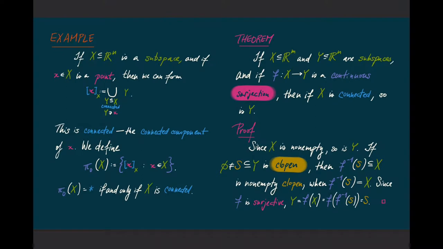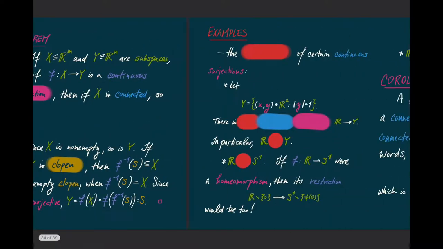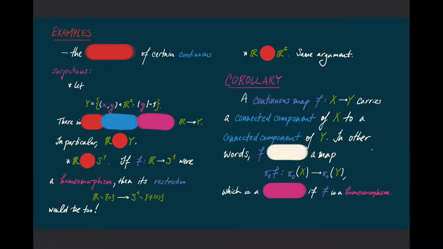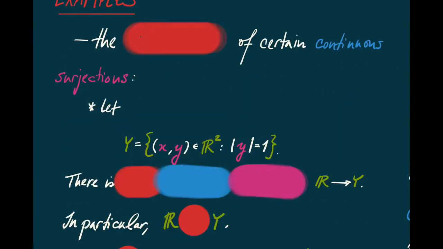This is the theorem that's going to allow us to rule out the possibility that certain subspaces of Euclidean space are homeomorphic. That is to say, this is going to allow us to distinguish certain subspaces of Euclidean space. Let's watch it in action. The way we're going to use this theorem is to prove the non-existence of certain continuous surjections.